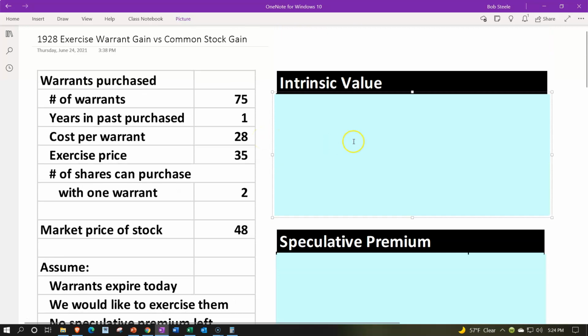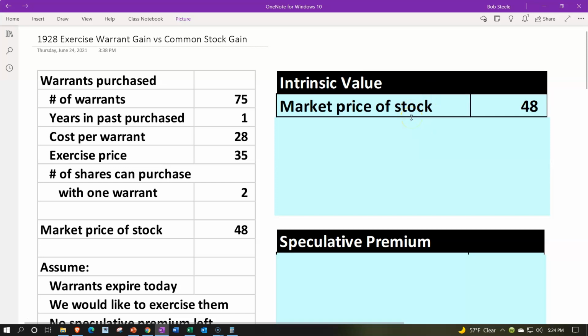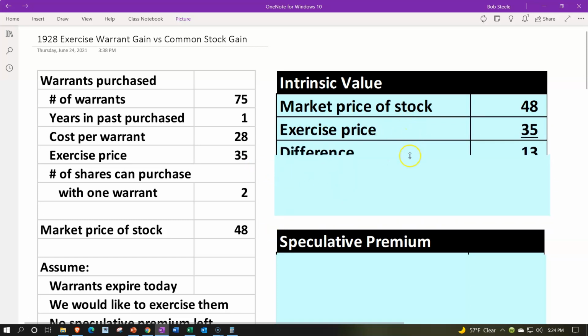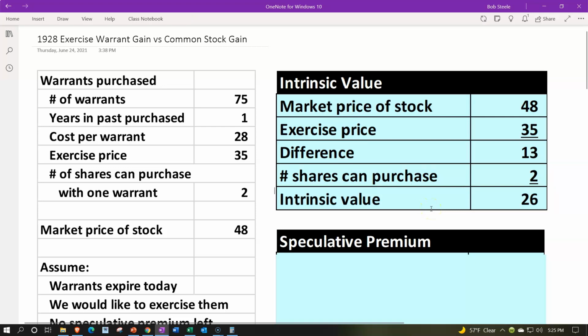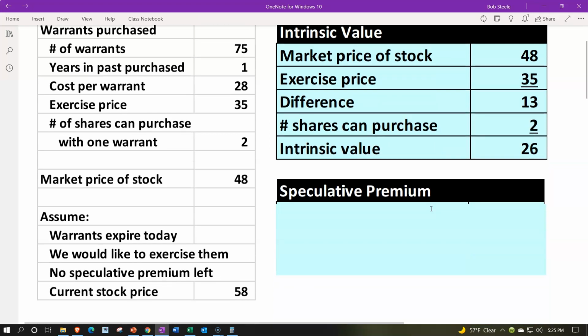So let's take a look at this. The intrinsic value at the starting point of the warrants: the market price at that time is $48 compared to the exercise price, which is $35. So the difference between the two means we get a $13 benefit if we were simply to exercise the warrant, and we get 2 stocks for each warrant. So 13 times 2 would give us our intrinsic value of $26. So $26 intrinsic value. And then we have the speculative premium.